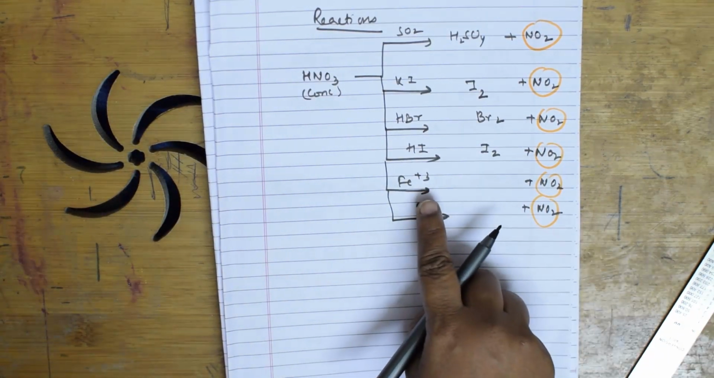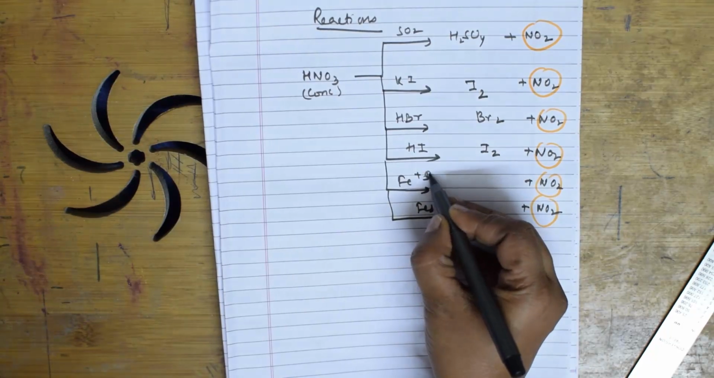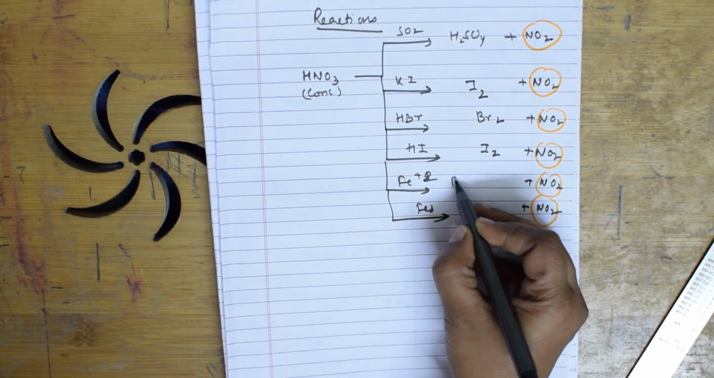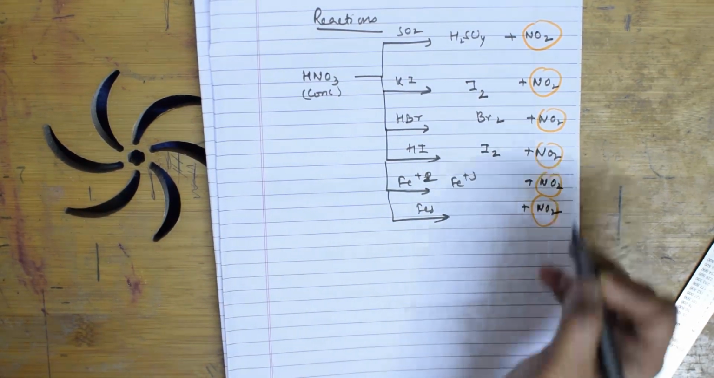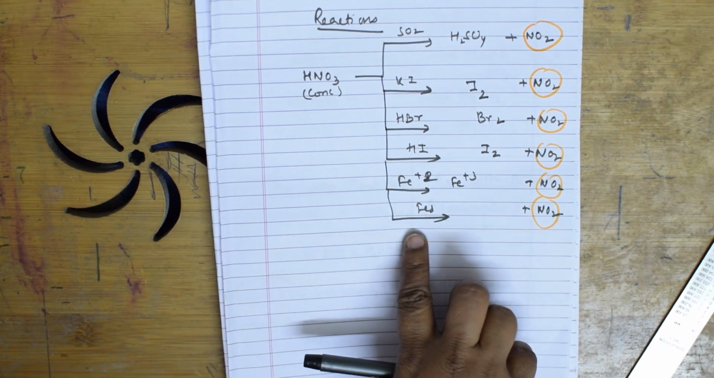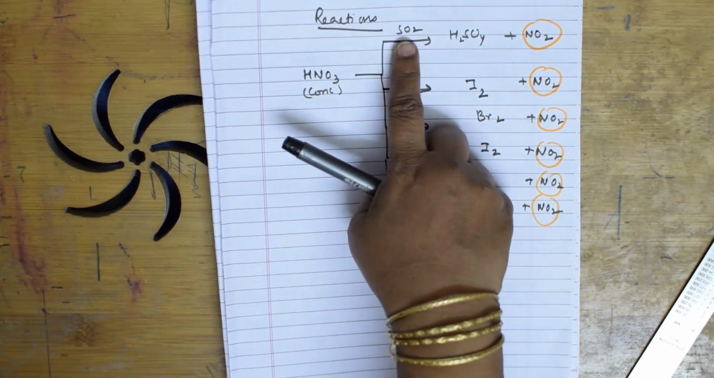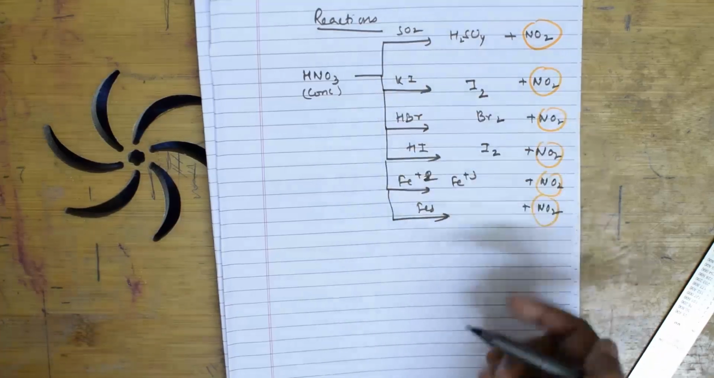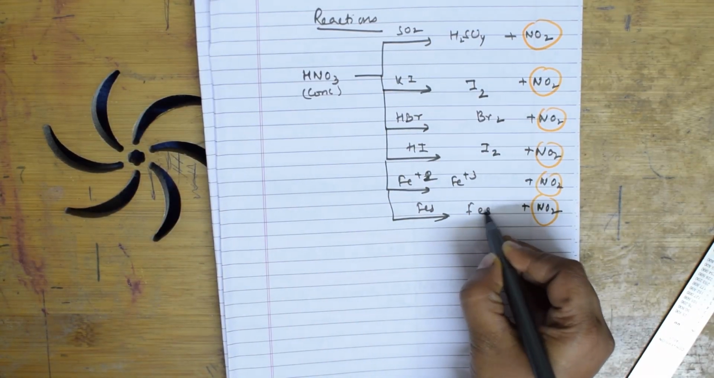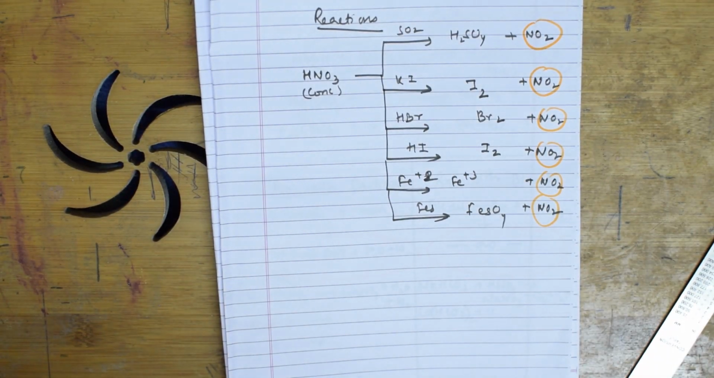Suppose if I have Fe+2, this gets converted, loss of electrons, Fe+3 plus NO2. When you have FeS, just like this, S to SO2, you got H2SO4, here you will be getting FeSO4. Done, students? So with this, I have covered all varieties of reactions of nitric acid.